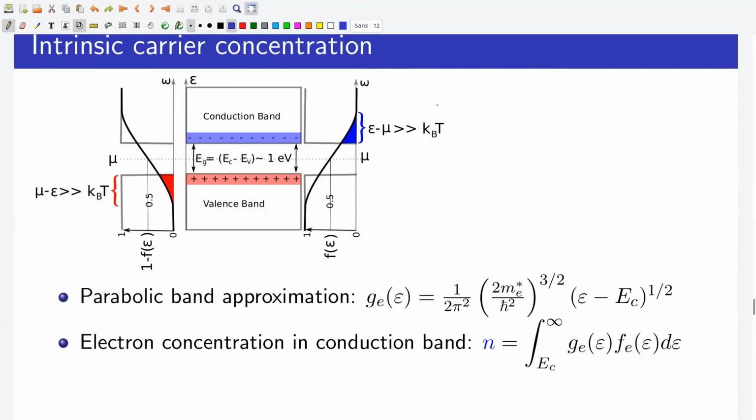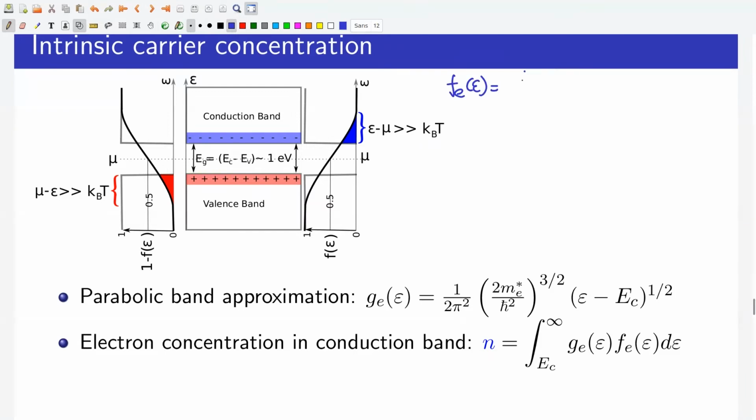Let us find the number of electrons excited from the valence to the conduction band at some finite temperature T. Probability that an energy level of energy E is occupied at the conduction band is given by Fermi-Dirac distribution.